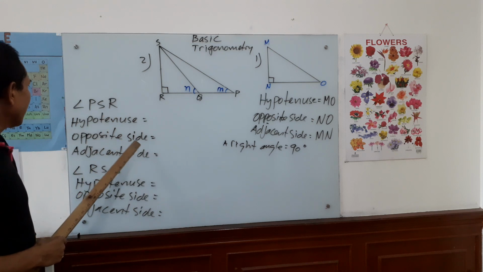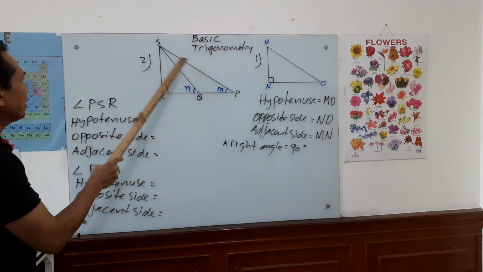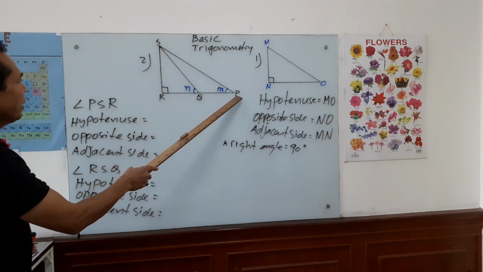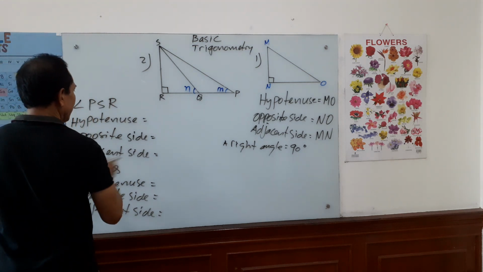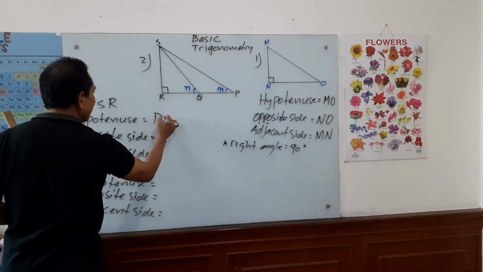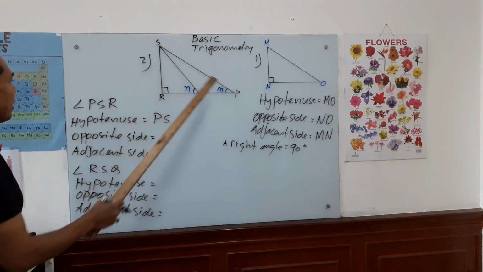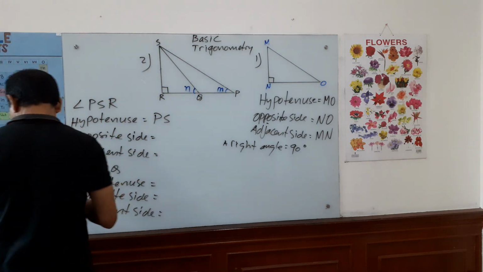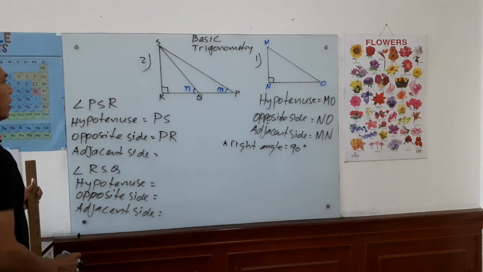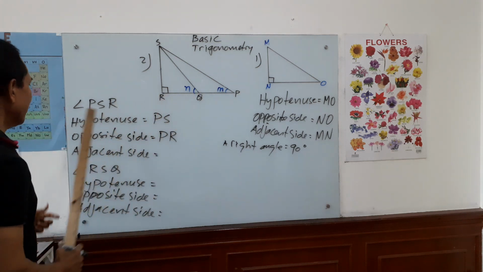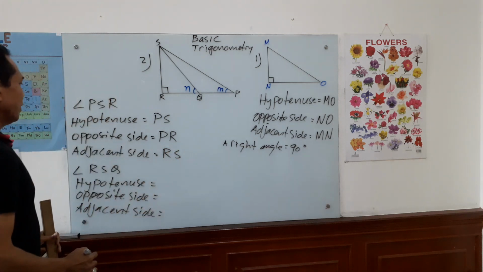Now we look at angle PSR. Now our hypotenuse is PS. Hypotenuse is PS. And our opposite side, PR. PR here. And adjacent side is RS.